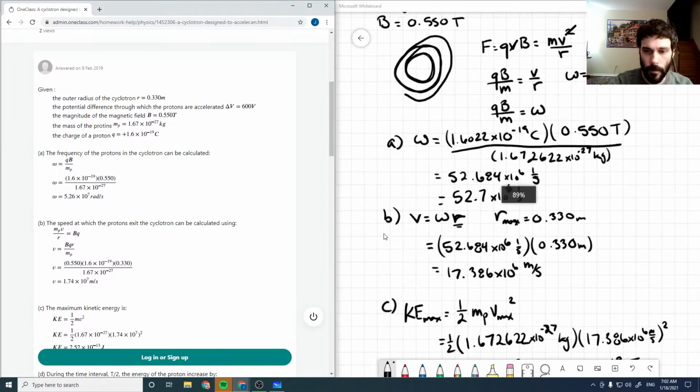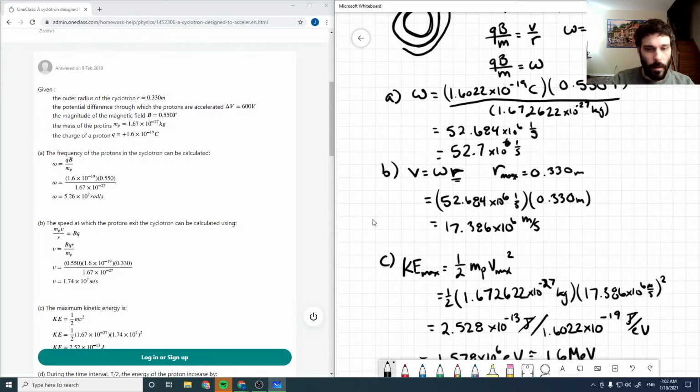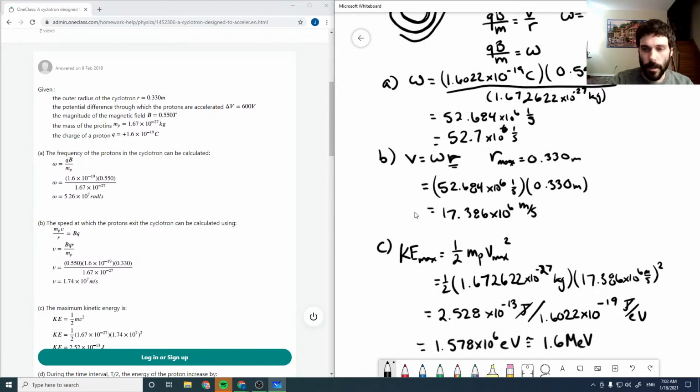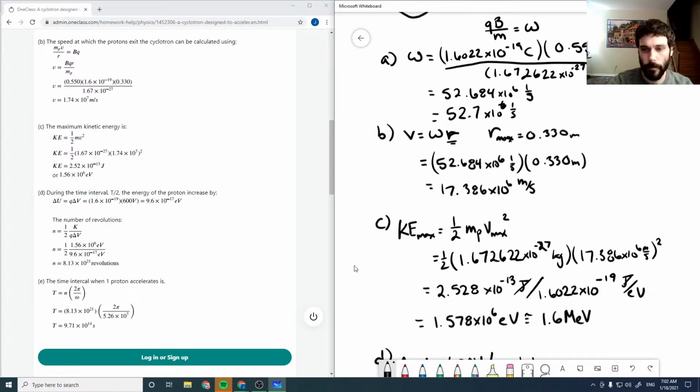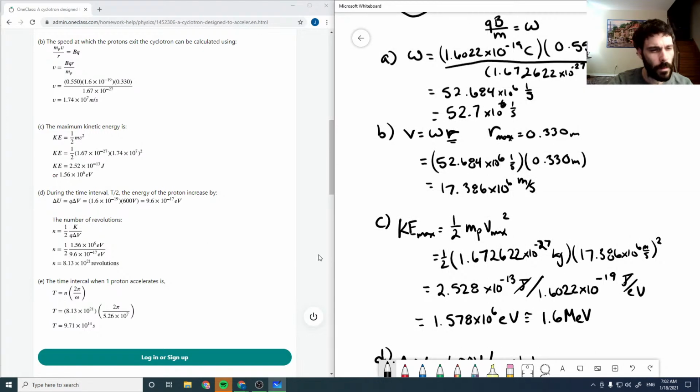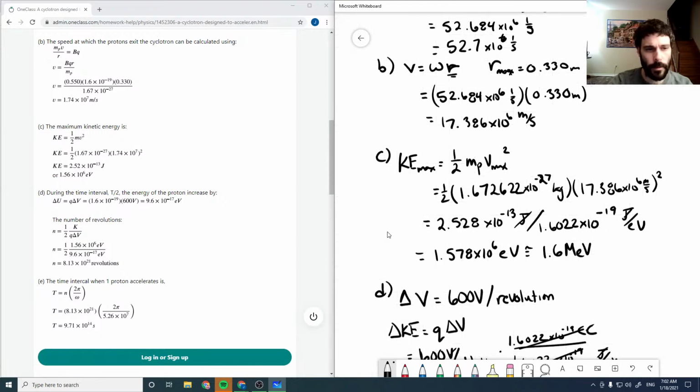Our velocities are the same. Again, I should only have 3 digits for significant figures, but that's okay. C, our KE max, 1.58 times 10 to the 6, 1.56, so I'd say that's probably, again, rounding differences.